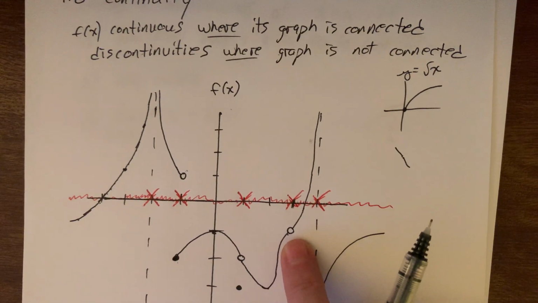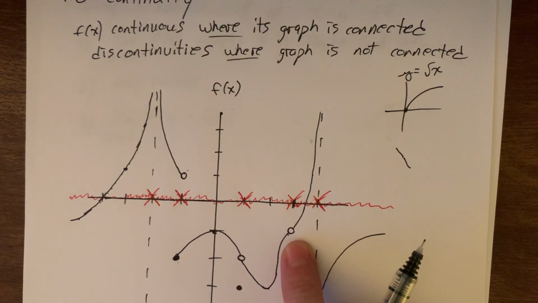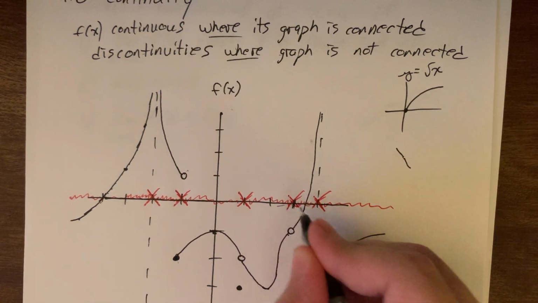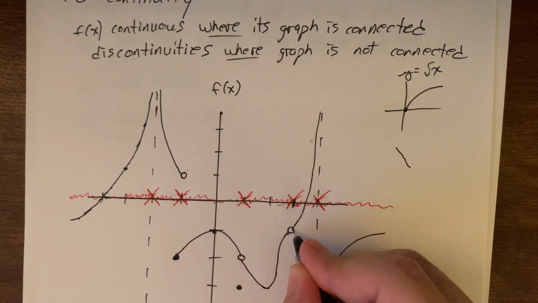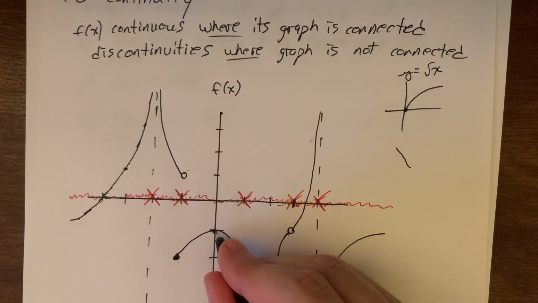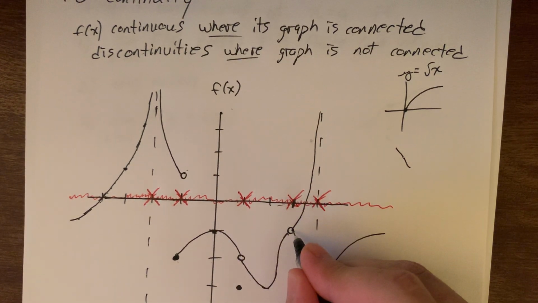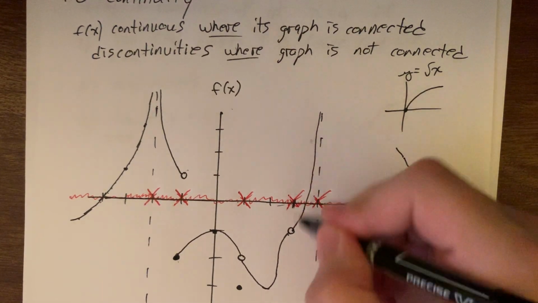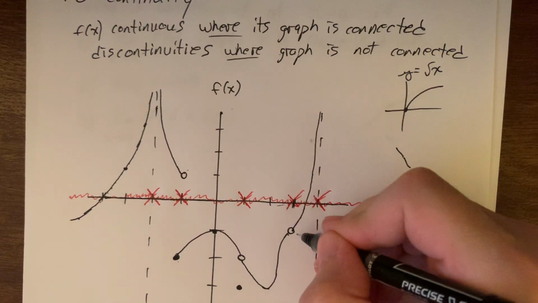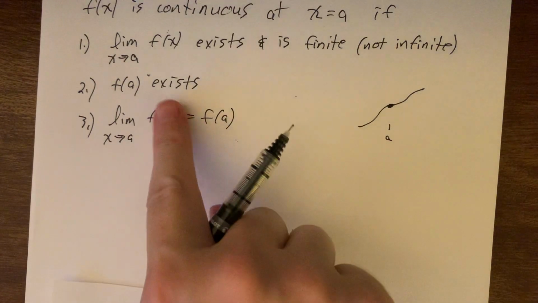At x equals 3, we had another discontinuity. We have a limit from the left, from the right. We're going to the open hole at y equals -1. So we do get a limit and it is finite. But then step 2, what is f of 3? There is no piece of graph to go with it. So this discontinuity fails step 2.